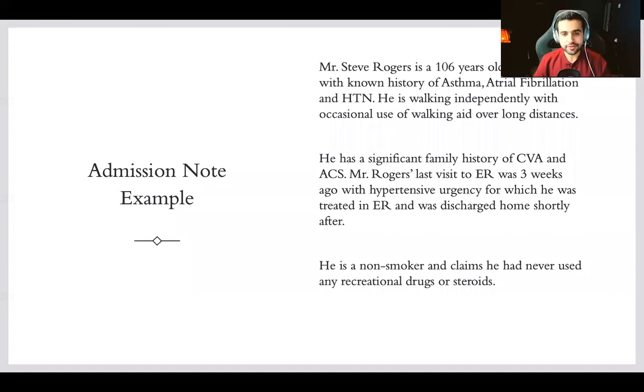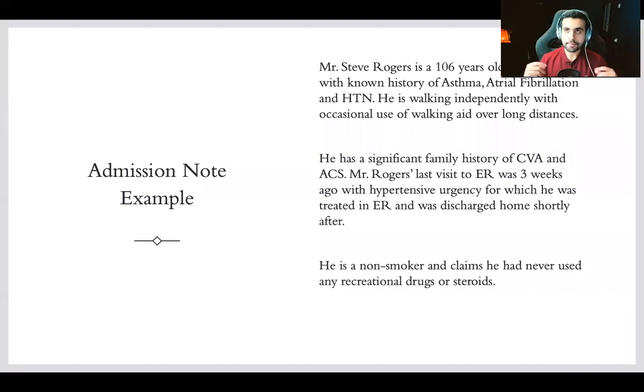So Mr. Steve Rogers is a 106-year-old gentleman with a known history of asthma, atrial fibrillation, and hypertension. He is walking independently with occasional use of a walking aid over long distances. So this just paints a picture of who this patient is. He has a significant family history of cardiovascular accident and acute coronary syndrome. His last visit to the ER was 3 weeks ago with hypertensive urgency.